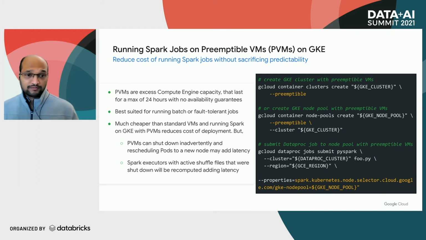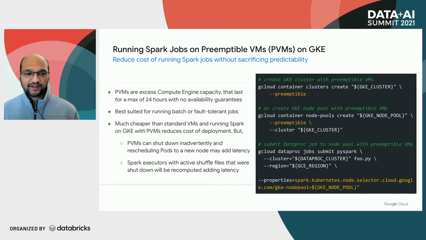Now, running Spark jobs on preemptible VMs. If you want to optimize the cost of running Spark jobs on Kubernetes, you may want to look at running Spark jobs on a node pool with preemptible VMs on a GKE cluster. Preemptible VMs, or PVMs, are excess Compute Engine capacity, which lasts for a max of 24 hours, and usually there is no availability guarantee. If your jobs are fault tolerant and can withstand possible instance preemptions, then preemptible instances can reduce your cost significantly.